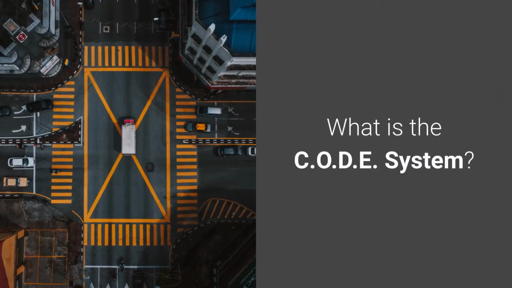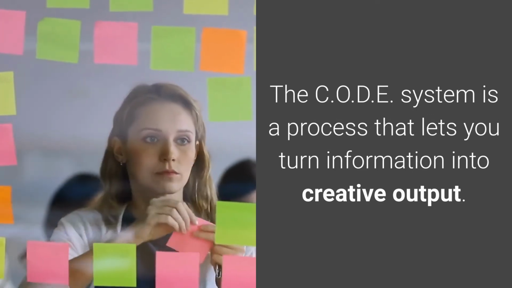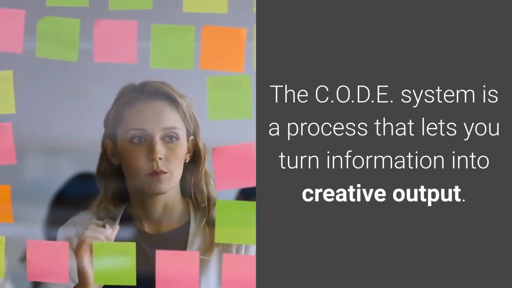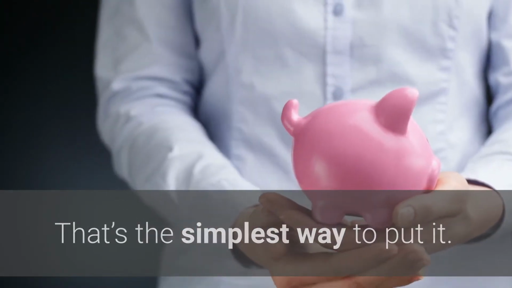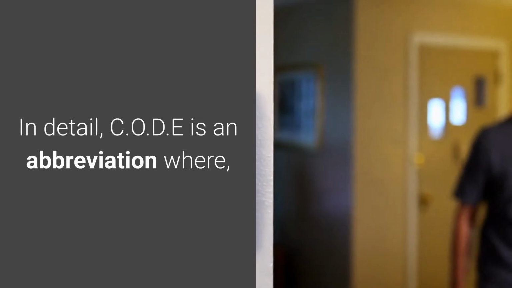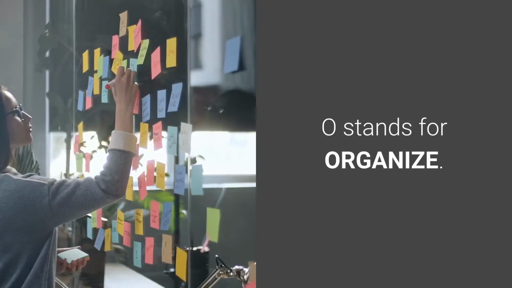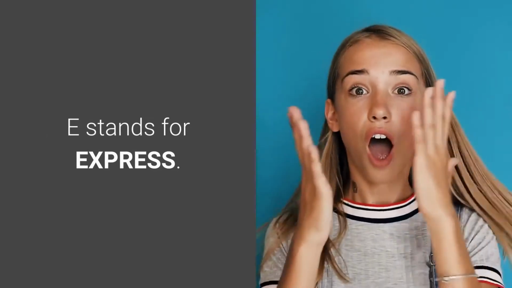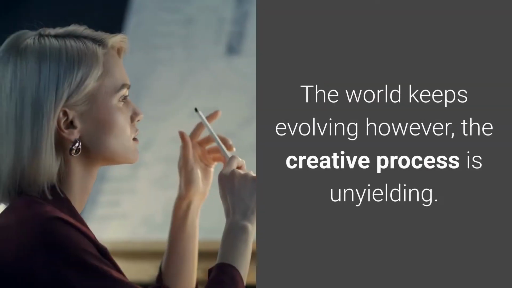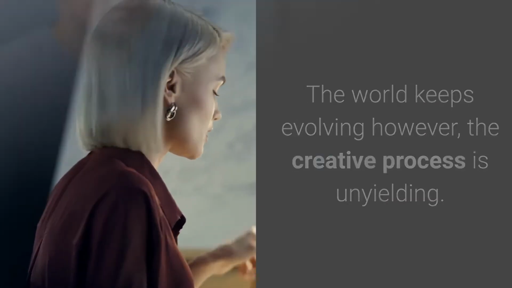What is the C.O.D.E system? The C.O.D.E system is a process that lets you turn information into creative output. That's the simplest way to put it. In detail, C.O.D.E is an abbreviation where C stands for capture, O stands for organize, D stands for distill, E stands for express. The world keeps evolving, however, the creative process is unyielding.